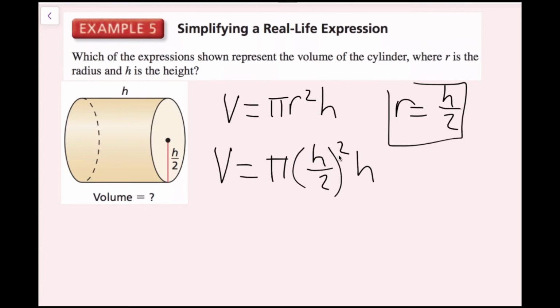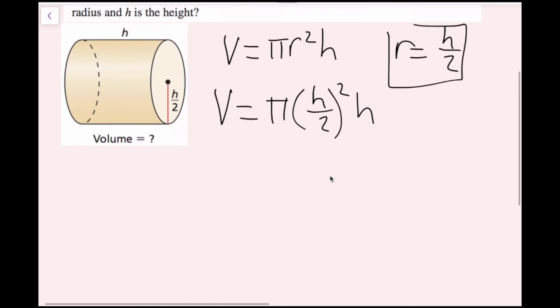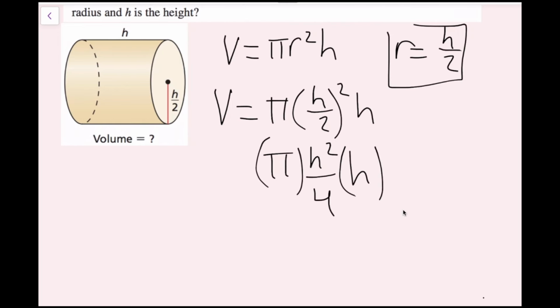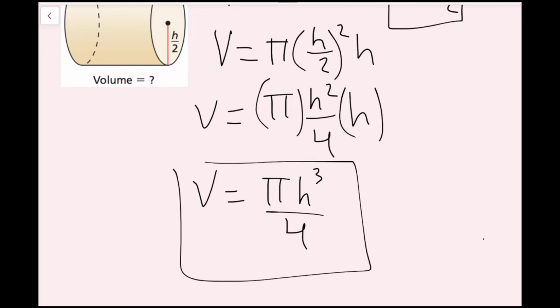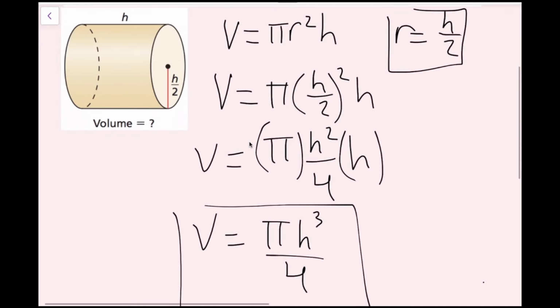Well, I'm going to simplify this first. So this 2 is going to be applied to the h and to the 2. So I have pi times h squared over 2 squared, but 2 squared is 4, so I'm going to just write that as 4, and then times h. Okay, I'll put parentheses around these. Well, this h squared times this h is going to be h cubed, okay? So now V equals pi h cubed, and then this whole thing is going to be over 4, okay? So that is how to find the volume of this given cylinder with these given dimensions, and now we're done with this one.